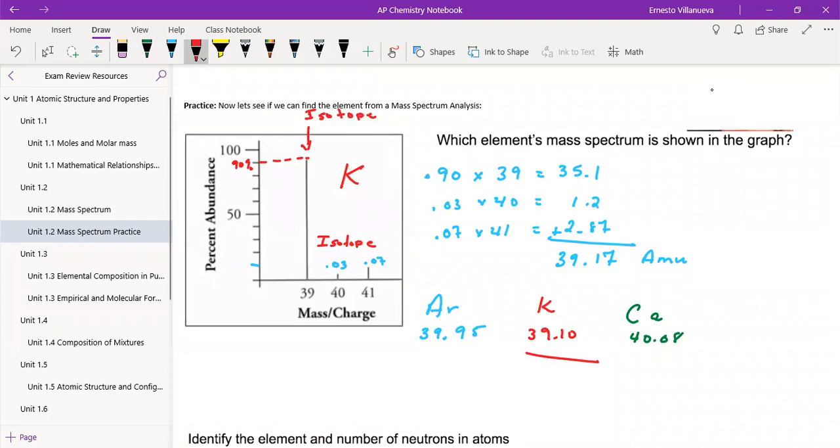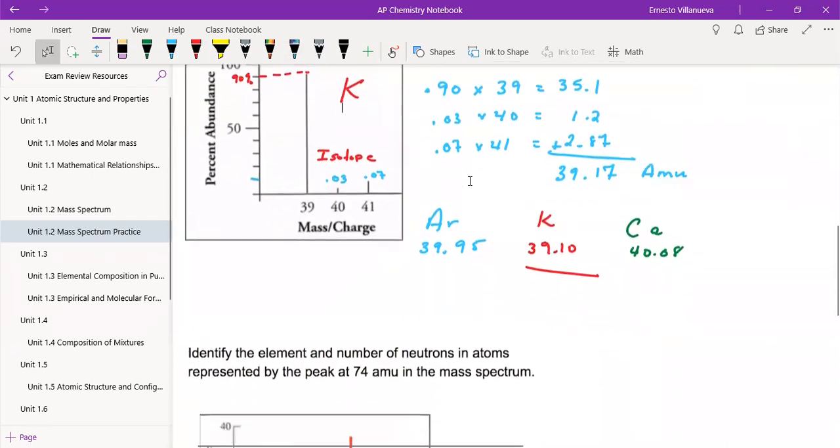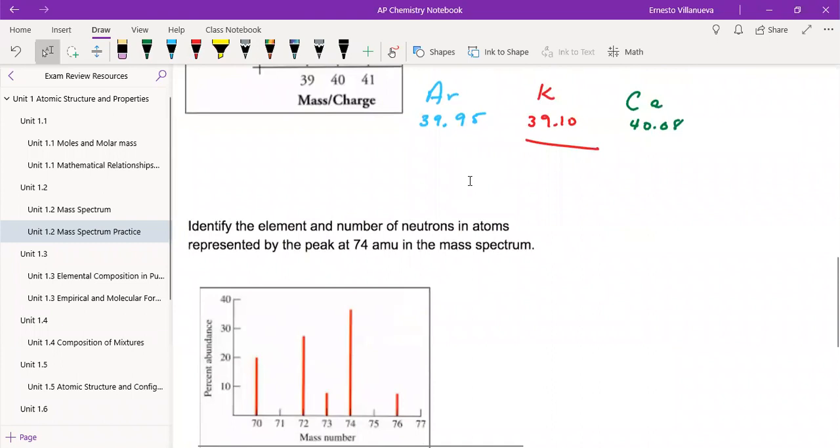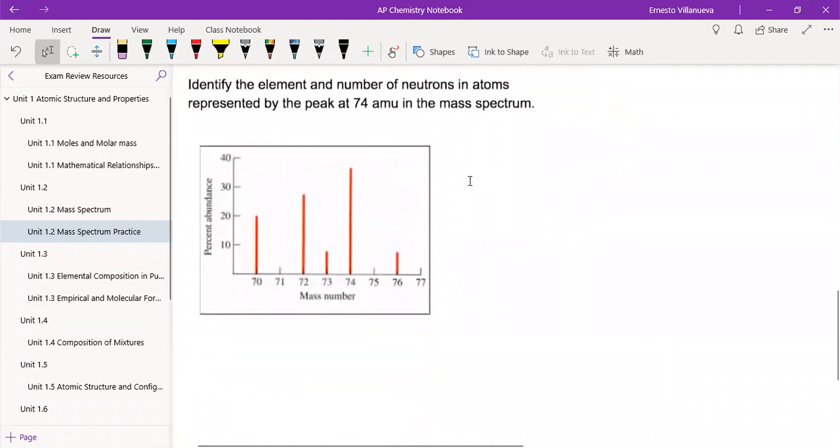But even when you have a spectra, just understand that the bars represent the isotopes. You can use the percent abundance to give you a pretty good guess as to what the element is going to be. This is going to be pretty much the same thing, guys. This one just has more isotopes. If you look at this graph, it's got 1, 2, 3, 4. This guy has 5 isotopes.